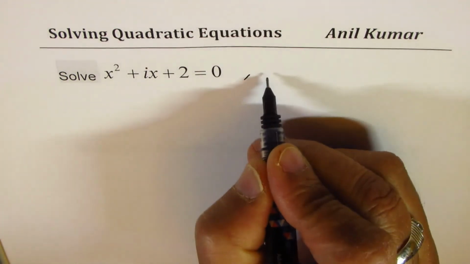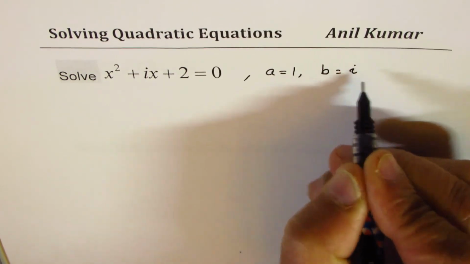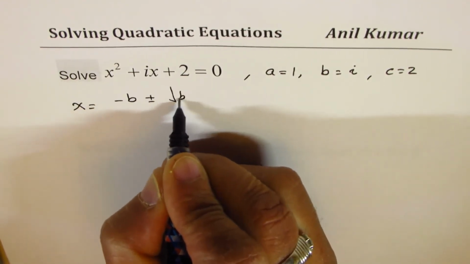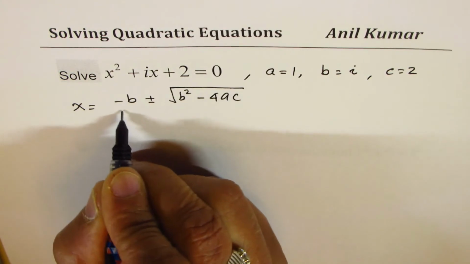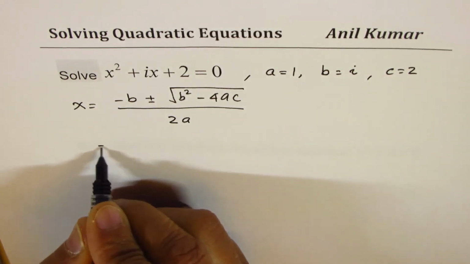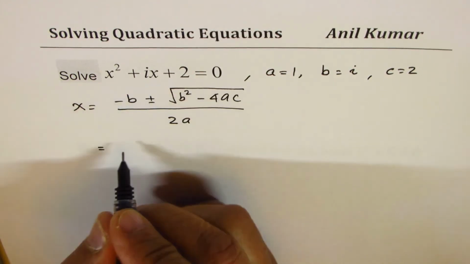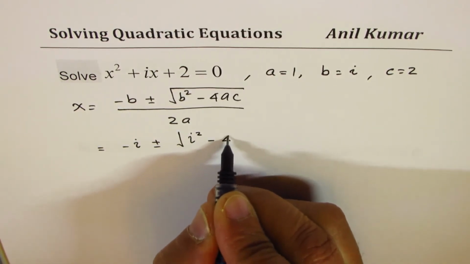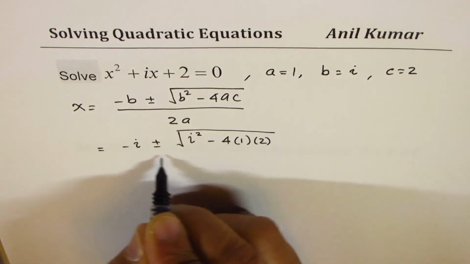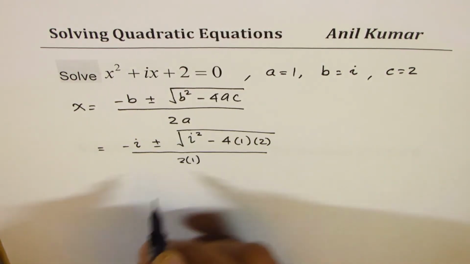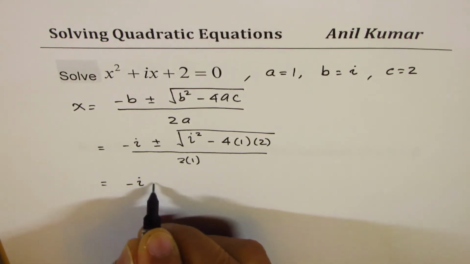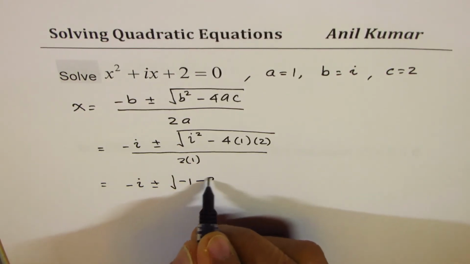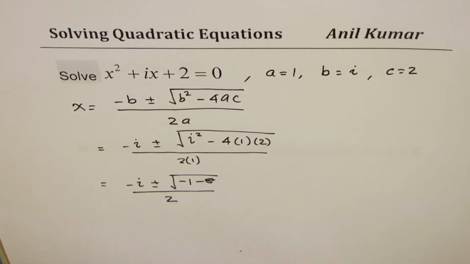Now if you compare, what do we have? We have a as 1, we have b as i, and c as 2. So x equals, the formula is minus b plus minus square root of b squared minus 4ac, divided by 2a. So in our case, b is iota. So we write this as minus i plus minus square root of i squared minus 4, a is 1, c is 2, divided by 2 times a, which is 1. So what you get here is minus iota plus minus square root of, now i squared is minus 1, so minus 1 minus 4 times 2 is 8, divided by 2.